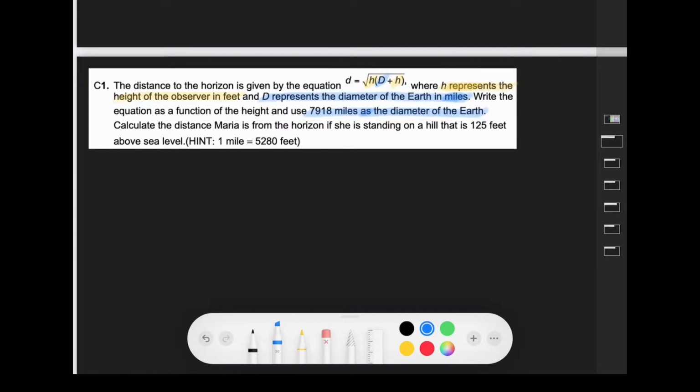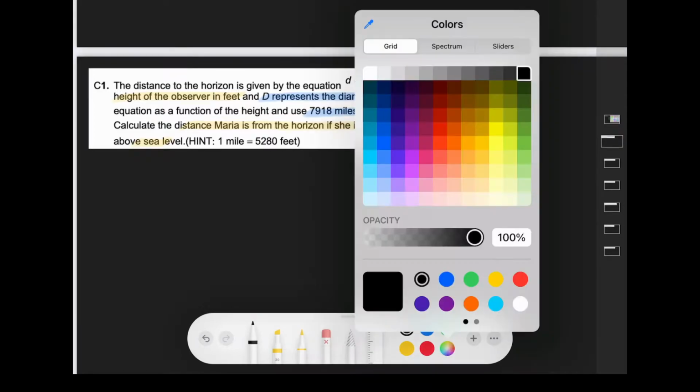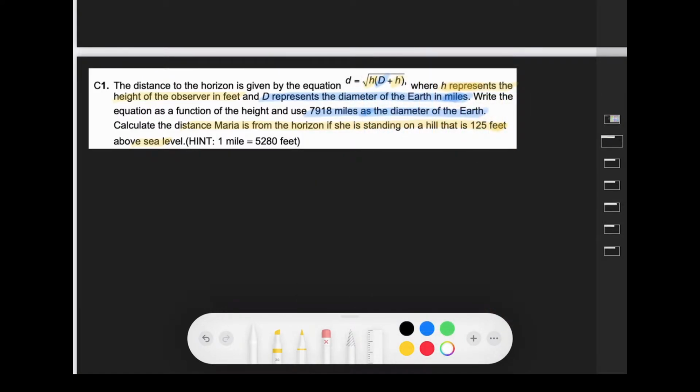Okay, so I have this. I'm going to go back. And I know that she's 125 feet, so that's what I'm going to use in my formula. So let's go ahead and just rewrite the formula here. d equals the square root of h times d plus h. Okay, so calculate the distance Maria is. That's this d. So let's draw a picture. This might help.